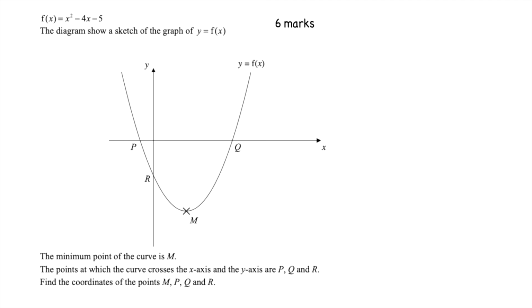This question looks really intimidating and it's worth 6 marks, so that makes it even scarier. But if you look at what they're actually asking you to do, it's exactly the same as before, just different wording. They want you to find the coordinates of M, P, Q, and R. Essentially, they're asking you to find the coordinates of the turning point, which we know we can do by completing the square. P and Q are the points at which that curve goes through the x-axis.